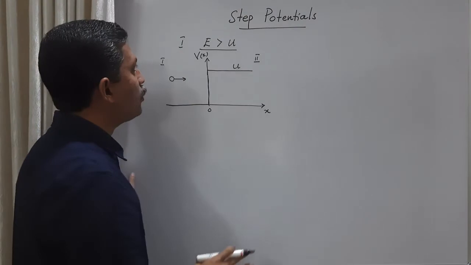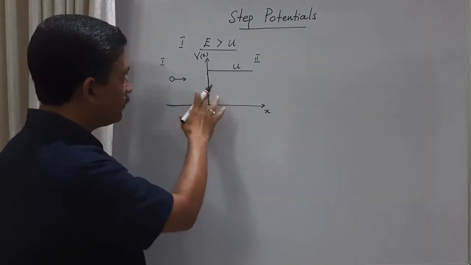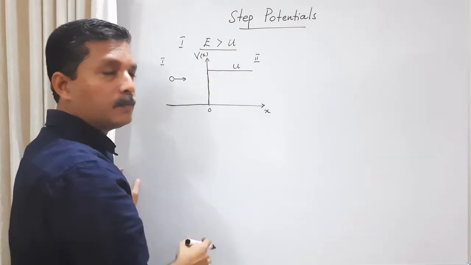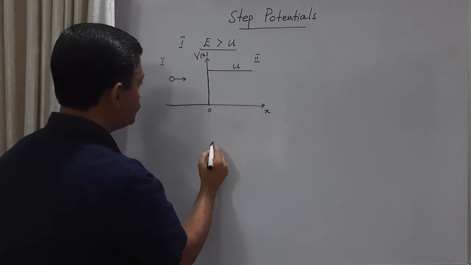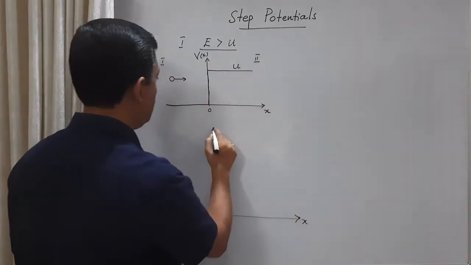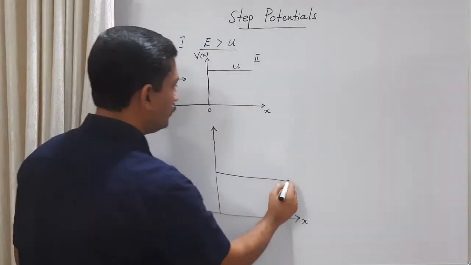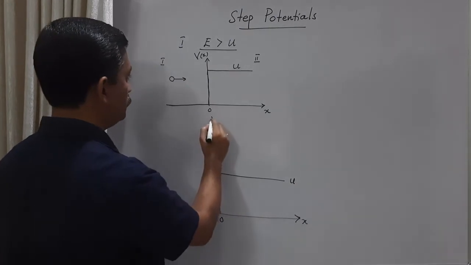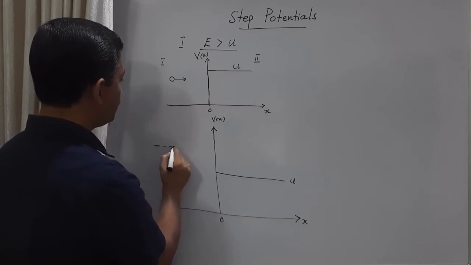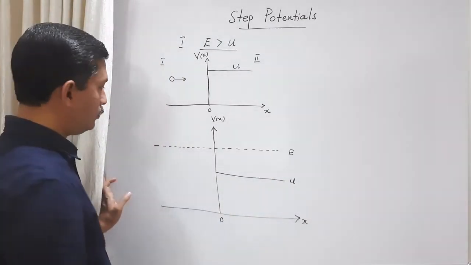Let's try to plot these wave functions phi1 and phi2 across this potential barrier. So by convention, let me try to superimpose the wave functions on the graph of the potential step. So let us see. So this is our potential step. Okay, U. Okay, now the wave function, energy of the particles is greater than U. So let me take the energy here. This is E. E is greater than U.